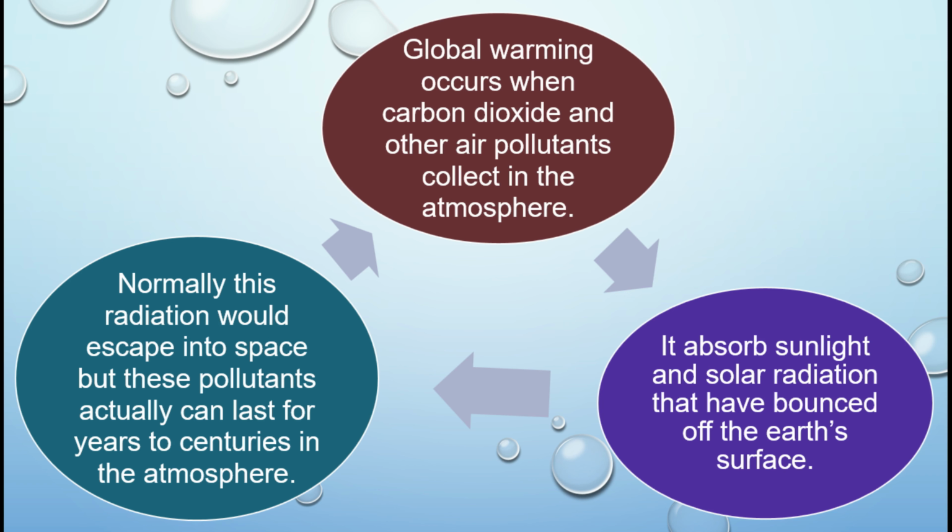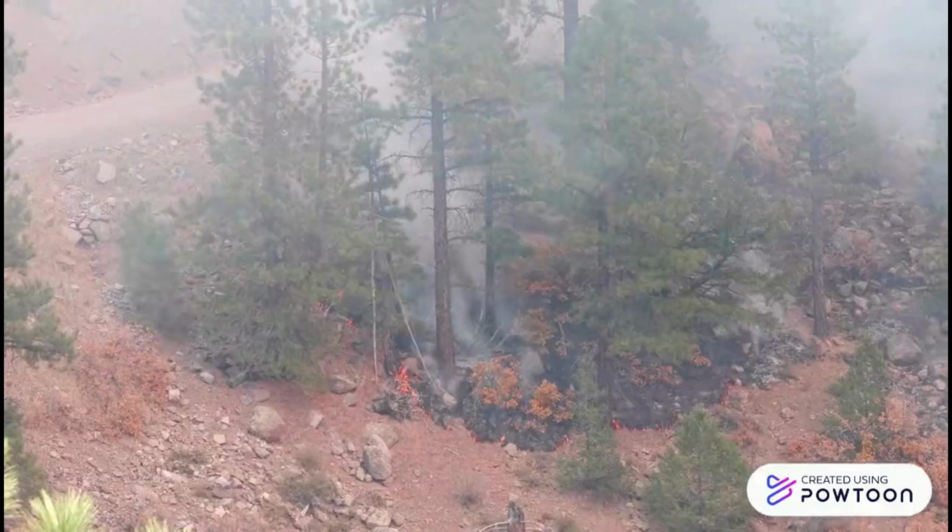Global warming occurs when carbon dioxide and other air pollutants collect in the atmosphere. They absorb sunlight and solar radiation that have bounced off the Earth's surface. Normally, this radiation would escape into space, but these pollutants can actually last for years to centuries in the atmosphere.